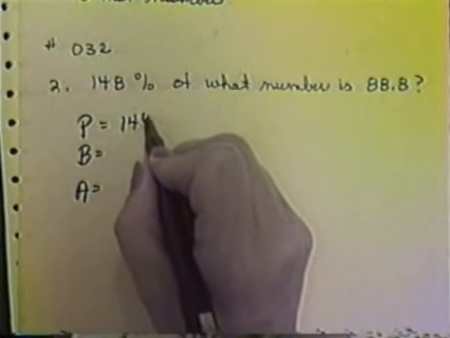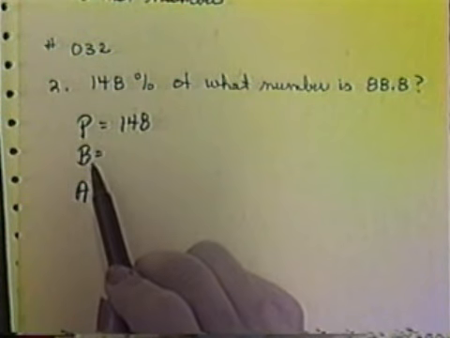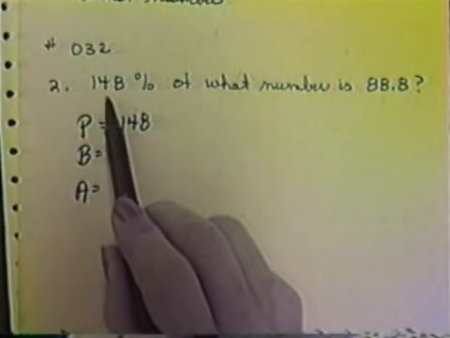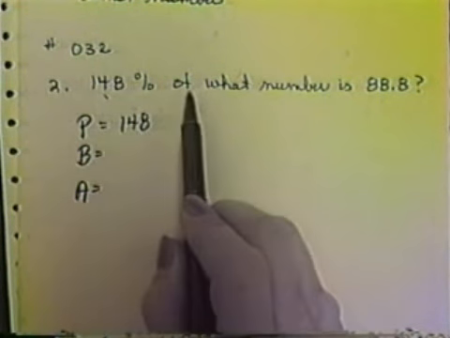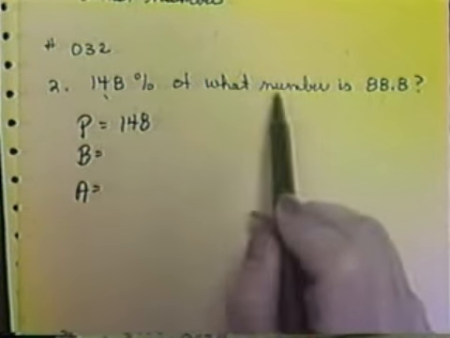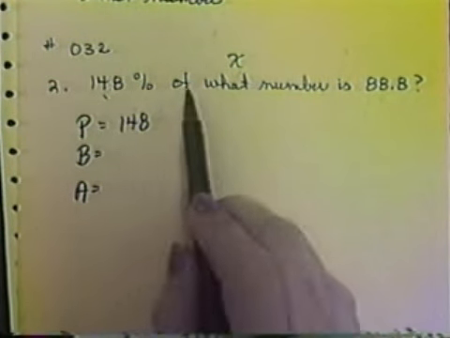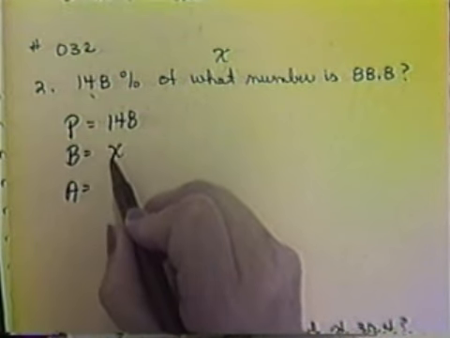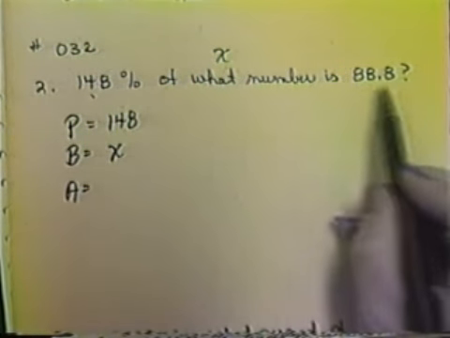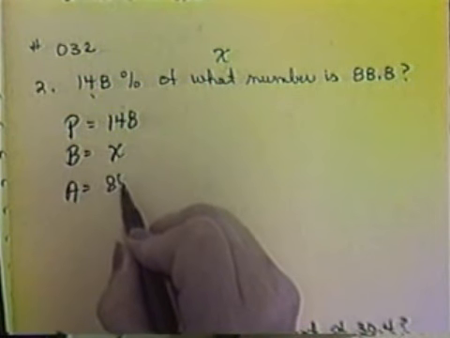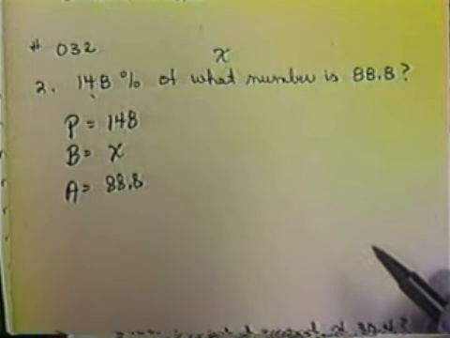It's going to be 148. Now what the base is, what we're taking the percent of. We're taking 148% of what number? That means what it indicates, this is going to be our unknown x. So that means our base is x, and our amount then must be 88.8.